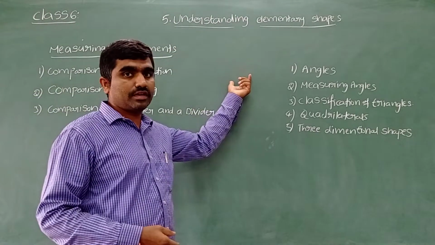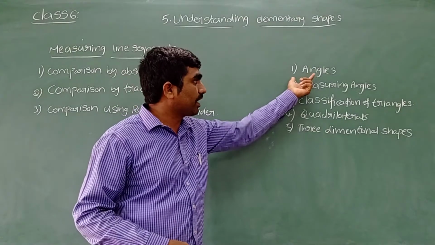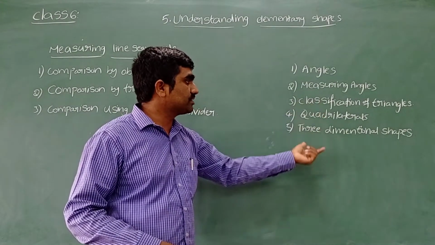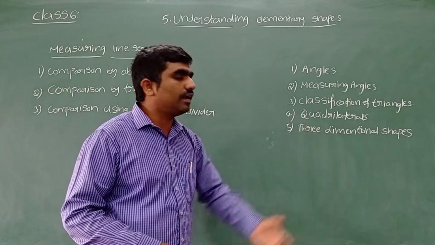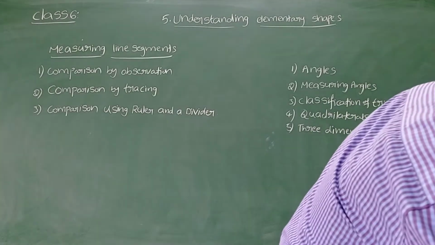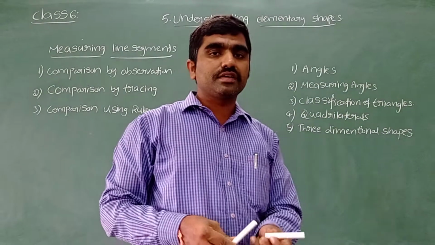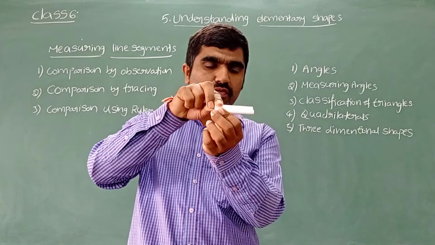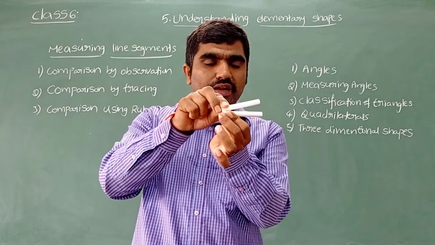Now in this chapter we are going to learn about angles, measuring angles, classification of triangles, quadrilaterals and three-dimensional shapes. Already we know what is meant by angle. Let me take two line segments. Both are in the same direction. One I'll keep in the same direction, one I'll try to rotate.